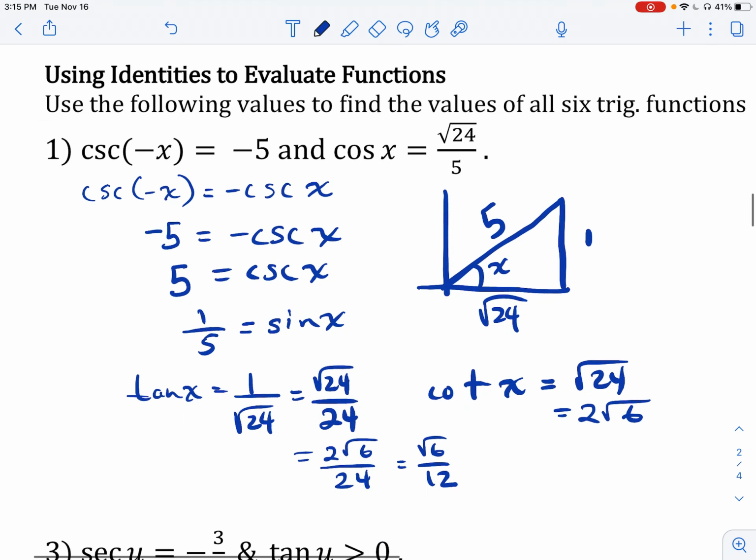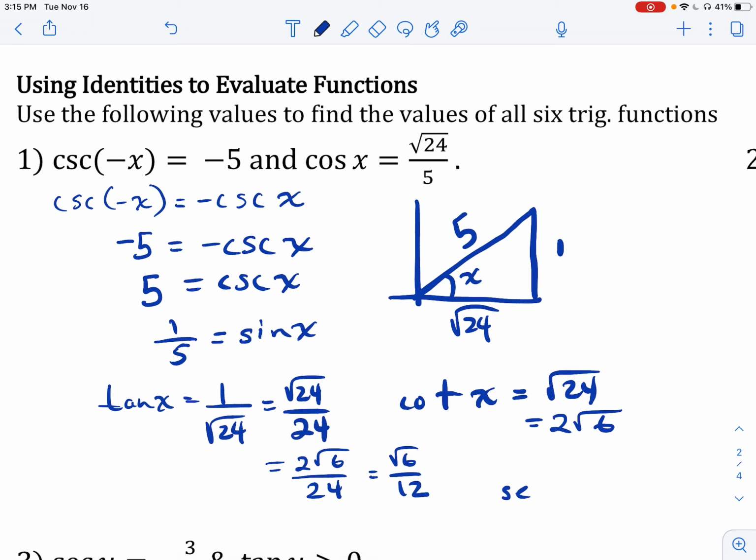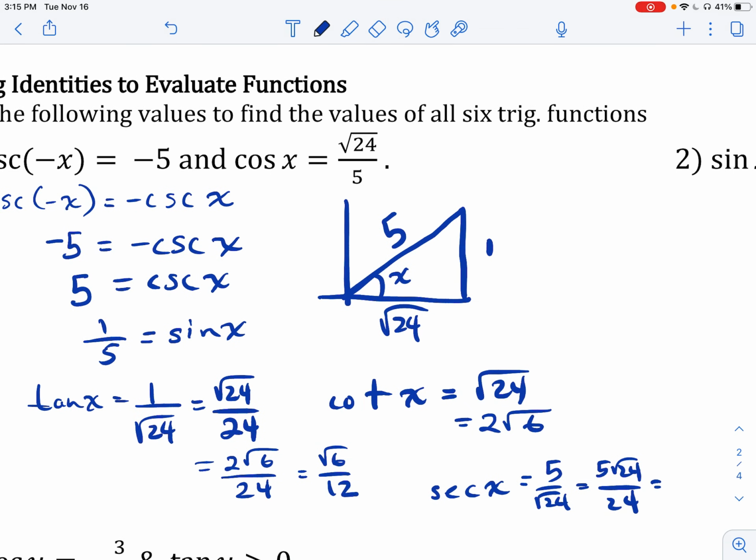And we can then say something like the secant of x, which is hypotenuse over adjacent, is 5 over root 24, which is 5 root 24 over 24. Okay, which we can then simplify as well. This would give us 10 root 6 over 24, which we can then simplify. This would be 5 root 6 over 12, okay?